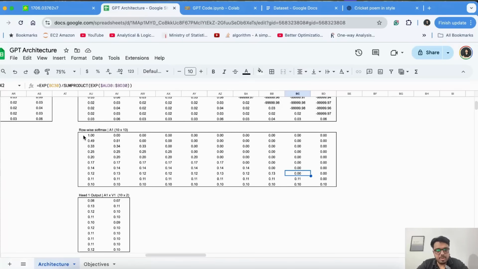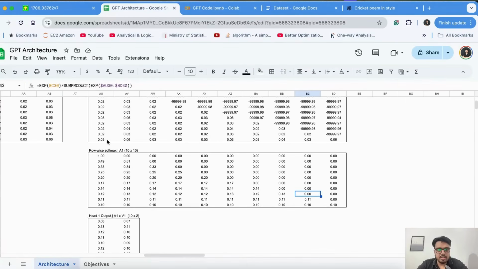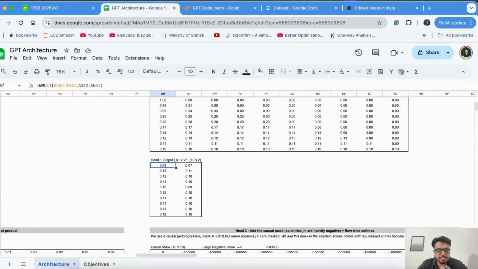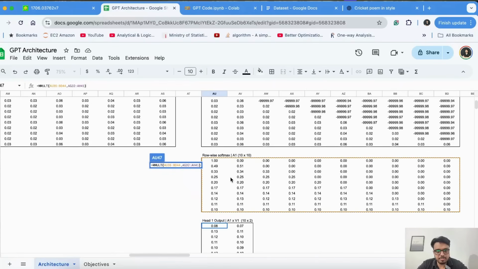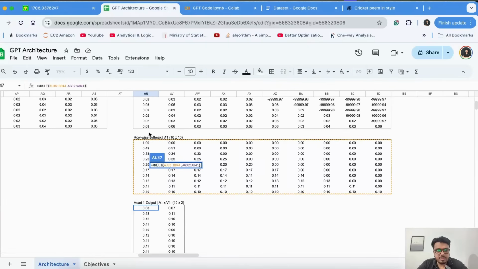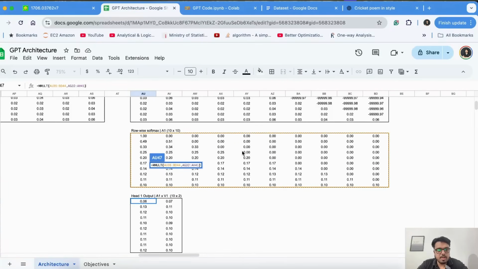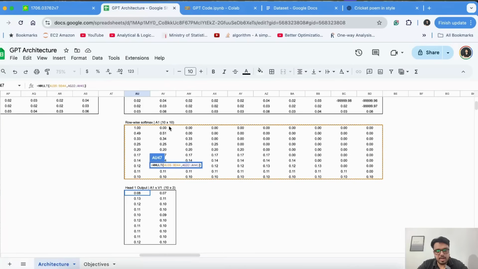Okay, so after doing a row-wise softmax on top of the causal mask that we did, this is the output that we have. And finally, we do a matrix multiplication of V1 with the row-wise softmax output that we had. So this is a 10 by 2 matrix multiplied by a 10 cross 10 matrix. So the output is a 10 by 2 matrix. So this is what we get as output of head 1.